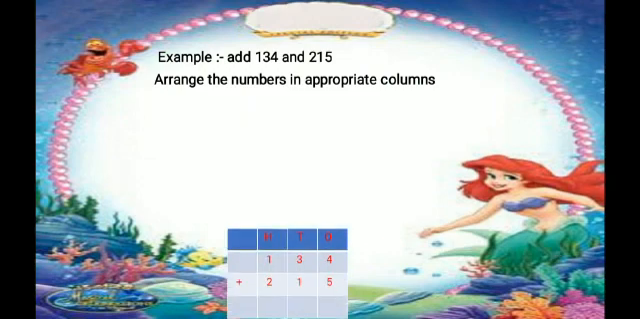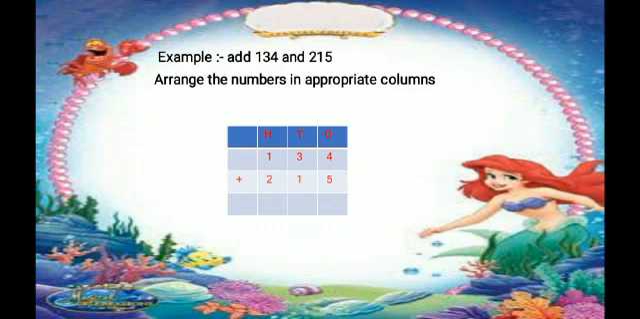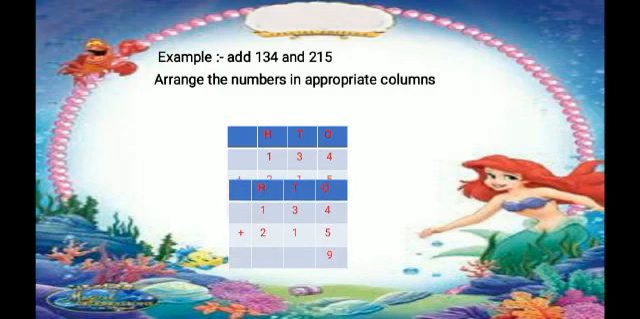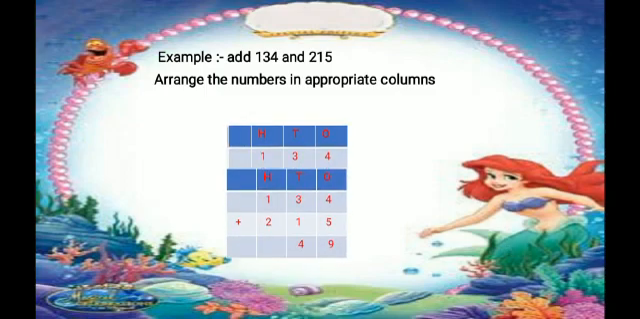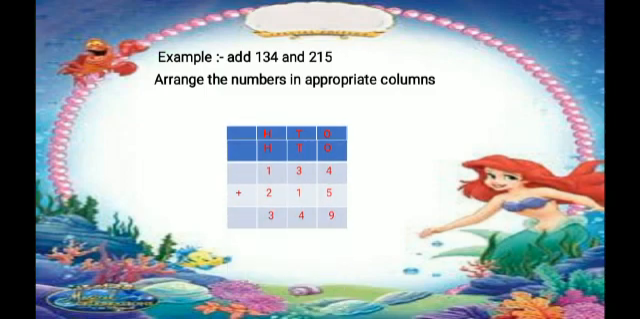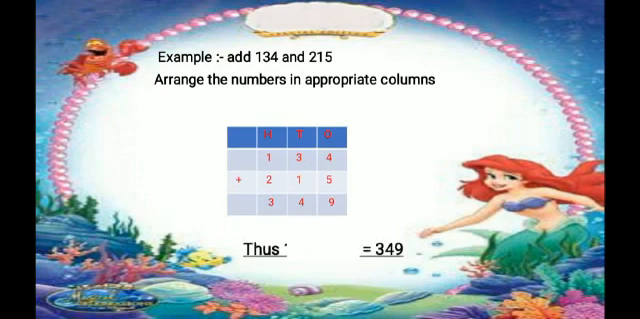Arrange in columns as both the numbers are 3 digit. So it's simple. We will write HTO, 134, addition sign, 215. Now start adding from the ones place. I am repeating, from the ones place. 4 plus 5 is 9. 3 plus 1 is 4 and 1 plus 2 is 3. So the answer is 349. Thus 134 plus 215 is equal to 349.